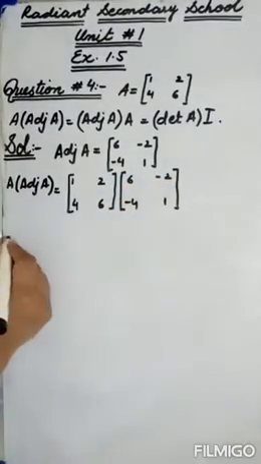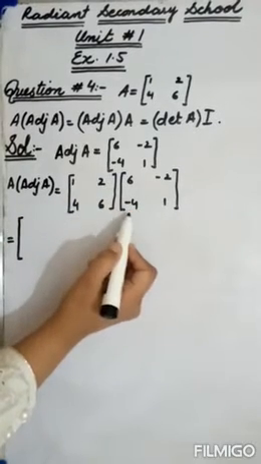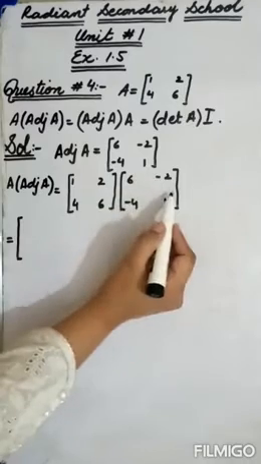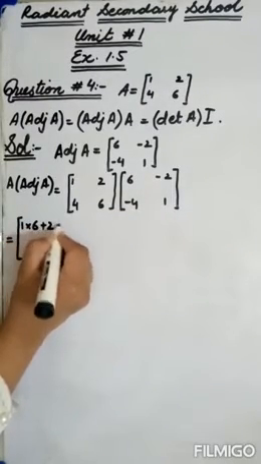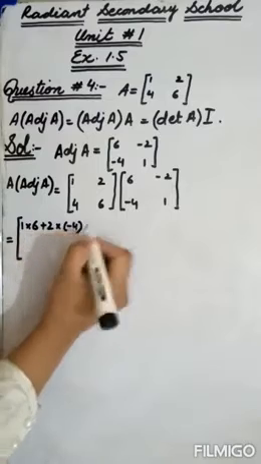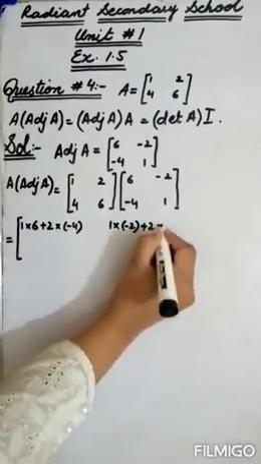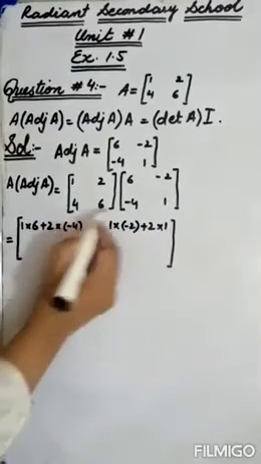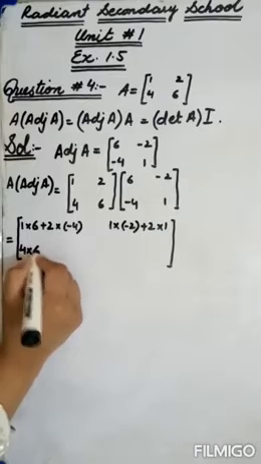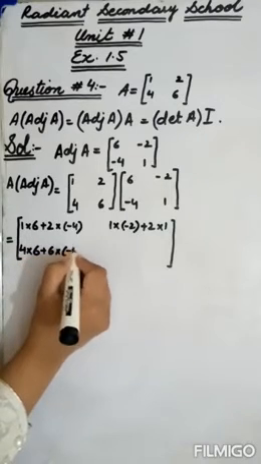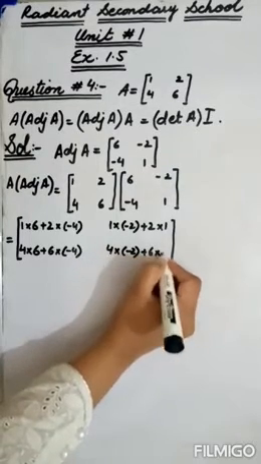Now we'll multiply it, and you know how to multiply the entries. First row will be multiplied by first column and then the same row will be multiplied by second column. That will be 1 multiplied by 6 plus 2 multiplied by -4, and here it will be 1 multiplied by -2 plus 2 into 1. Okay. Similarly, we will solve the second row. 4 into 6 plus 6 into -4. 4 into -2 plus 6 into 1.